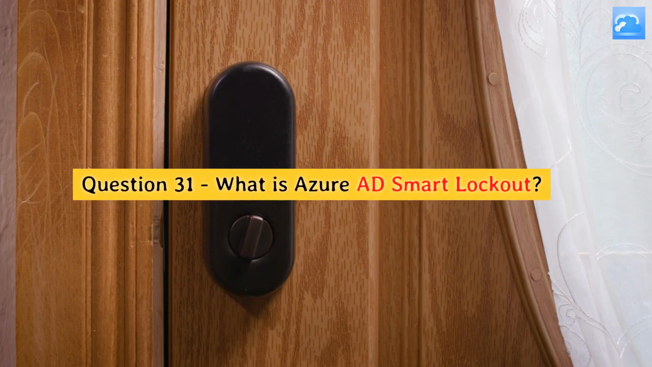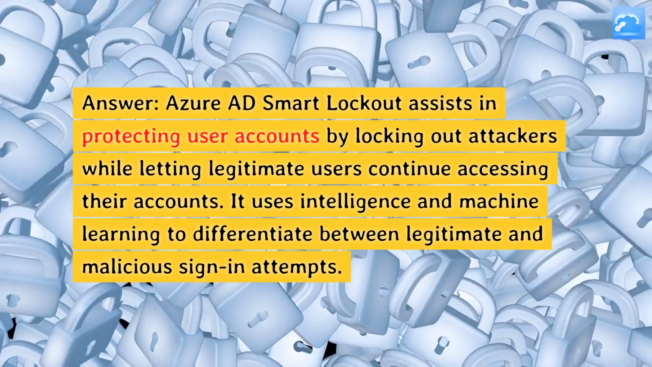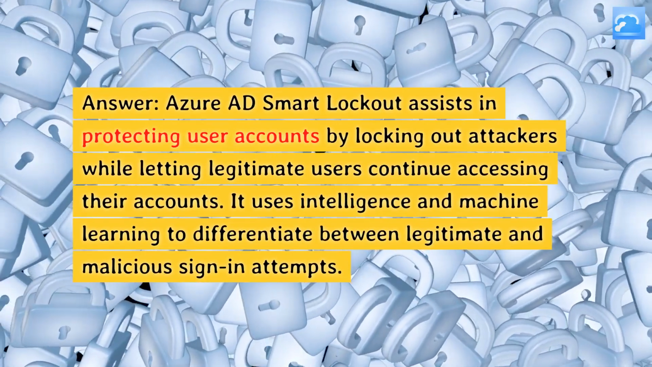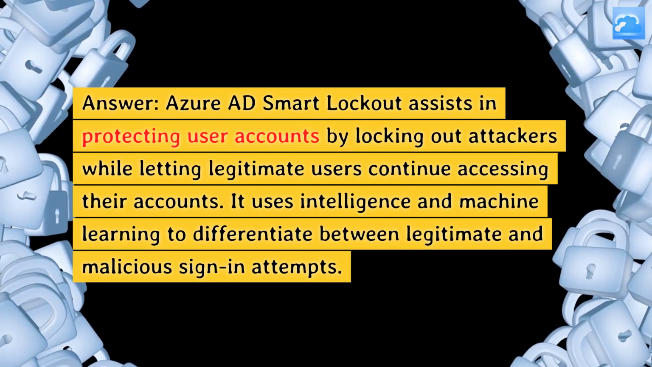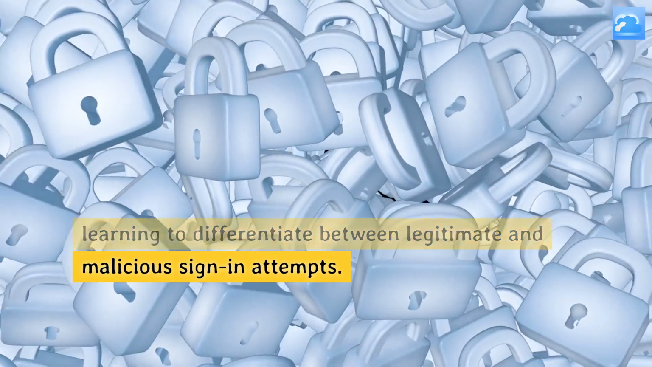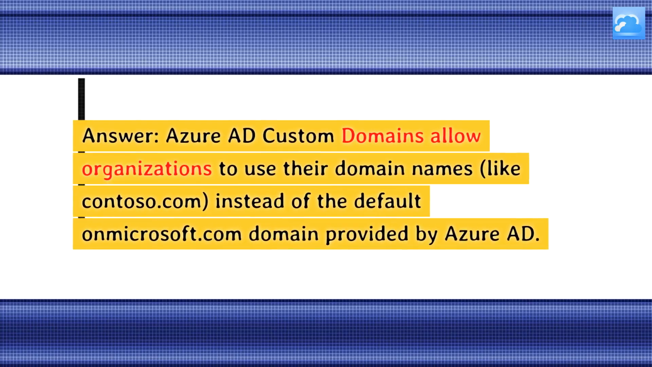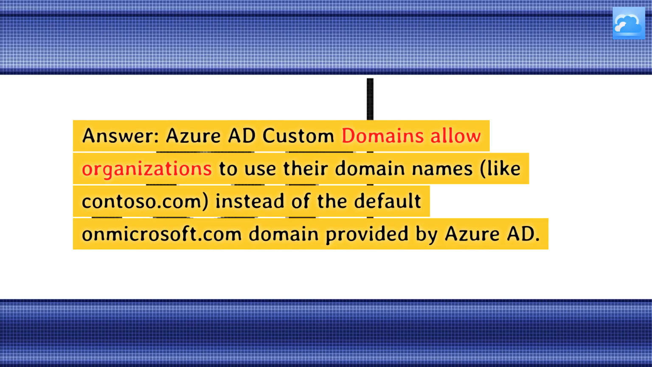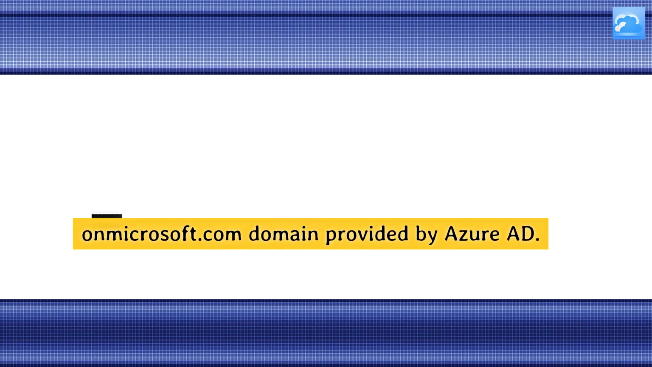Question 31. What is Azure AD Smart Lockout? Answer: Azure AD Smart Lockout assists in protecting user accounts by locking out attackers while letting legitimate users continue accessing their accounts. It uses intelligence and machine learning to differentiate between legitimate and malicious sign-in attempts. Question 32. What are Azure AD custom domains? Answer: Azure AD custom domains allow organizations to use their own domain names, like contoso.com, instead of the default onmicrosoft.com domain provided by Azure AD.